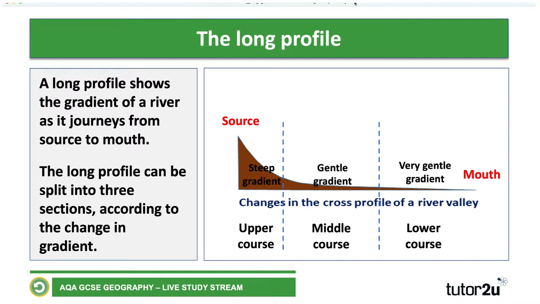So we're going to have a look at the long profile now. And this basically just shows the gradient of the river as it travels down from source to mouth. And it can be split into those three sections according to the changing gradient. And you can see those on the graph on the screen. So we have the upper course that has a really steep gradient, the middle course with a gentle gradient, and the mouth with a much more gentle gradient even still.